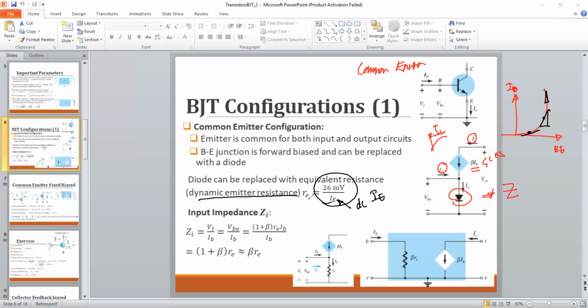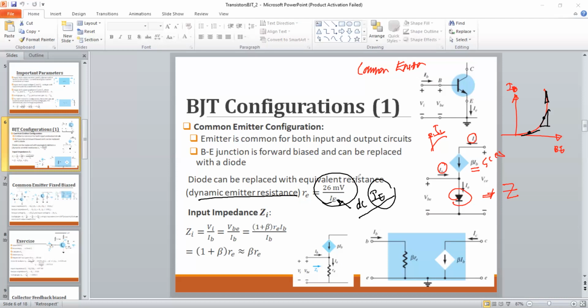To evaluate this dynamic emitter resistance, you need the current flowing through the emitter in DC mode. Without completing the DC analysis, you cannot find IE. This IE itself is the DC emitter current. So to obtain it, first you have to analyze the transistor circuit in the DC domain and find out what the emitter current would be.